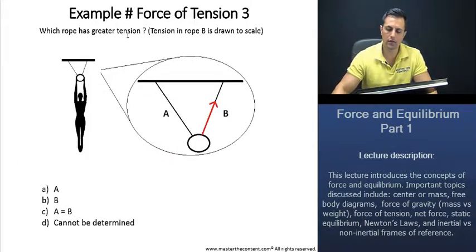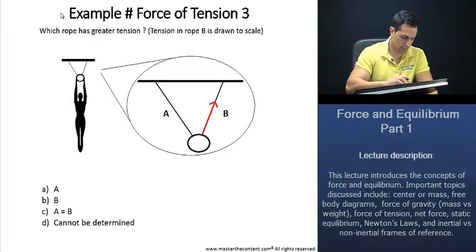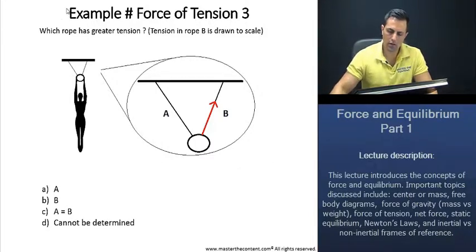Great. So example, force of tension here. Perfect. Okay. Which rope has greater tension? Tension in rope B is drawn to scale. Is it going to be rope A, rope B? Is the tension in rope A and B equal, or can it not be determined?